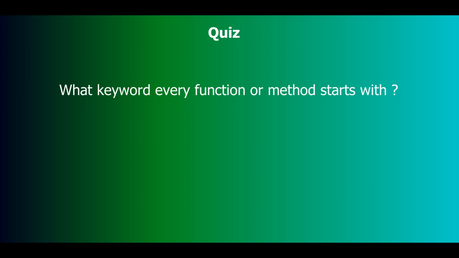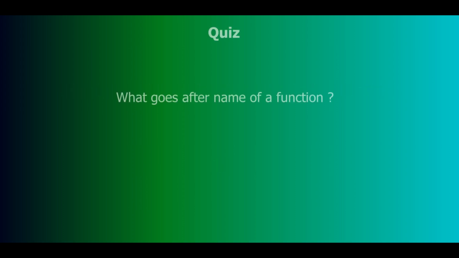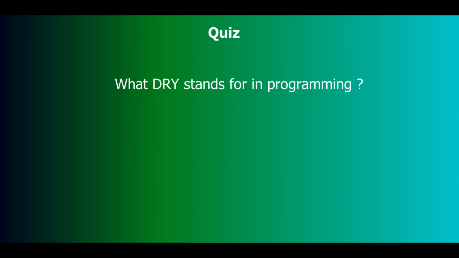Okay, boys and girls, and now a quiz for you. What keyword does every function or method start with? Think about your answer for a moment. It's def. Let's go on to the next one. What goes after the name of a function? Take a moment to think about your answer. Parentheses. You got it. Next one. What does DRY stand for in programming? Take a moment to think about your answer. Don't repeat yourself. Alrighty.